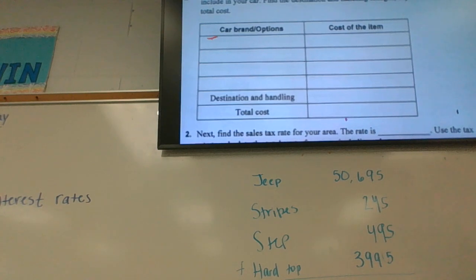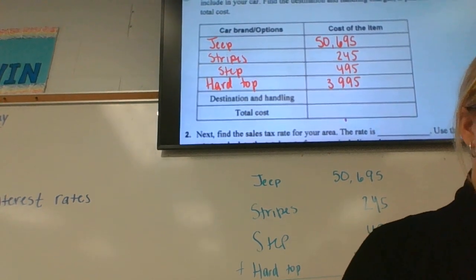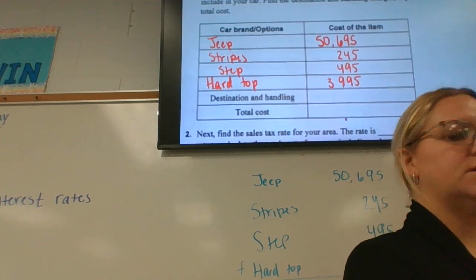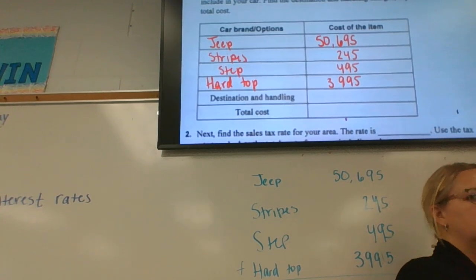So I'm gonna do a red Jeep. It's $50. I'm gonna add stripes for $245. I want a step for $4.95, and I want the best stop I can get. Destination and handling. So, has anybody been to the dealership to buy a car with their parents?